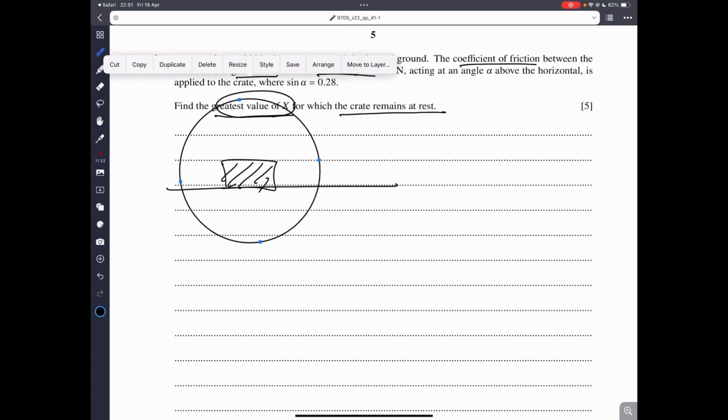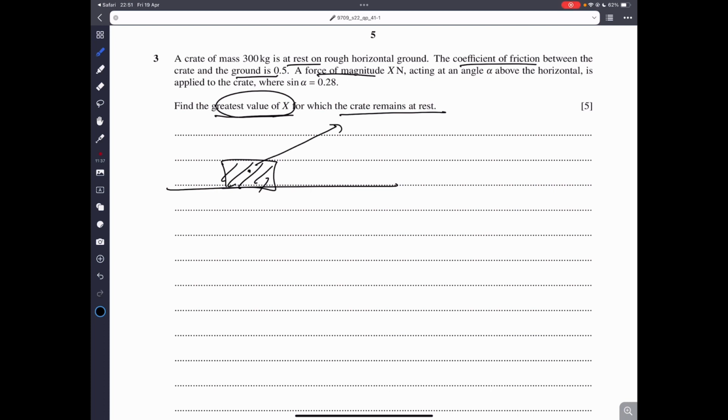Okay, so we have to actually draw a little rough sketch. It's really helpful to draw a very simplistic diagram or sketch before you solve any problem, because it actually helps with the thinking process and everything. So let's say a mass which is 300 kilograms is resting on this floor. It is at rest. Okay, so there's friction on the ground, so mu is equal to 0.5. A force of magnitude x is acting at an angle from the center. It's going to act at an angle alpha.